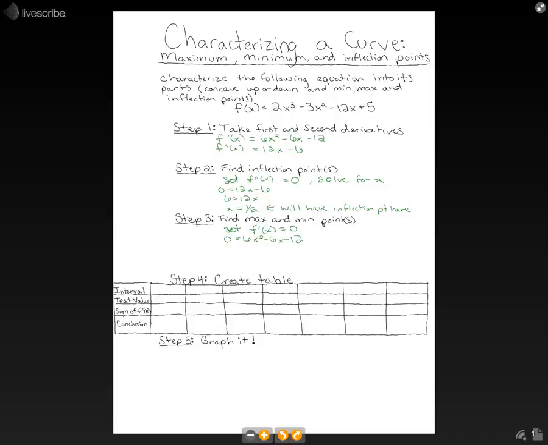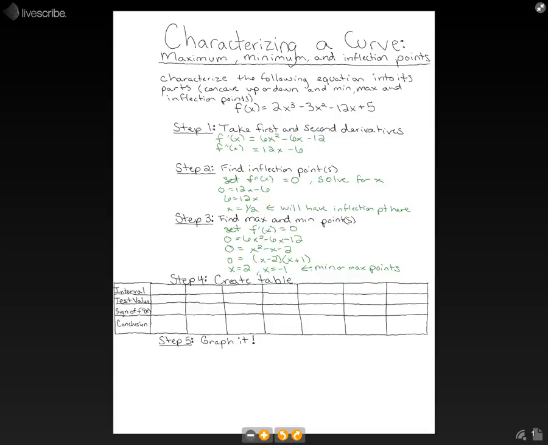If we go ahead and divide by 6 here, we get that 0 equals x squared minus x minus 2. And we can factor this to be 0 equals x minus 2 times x plus 1. Now from that we know that x can equal 2 or x can equal negative 1. So those numbers are going to be our min or max points. And in the next step we'll determine which is which, if one's a minimum, one's a maximum, etc.